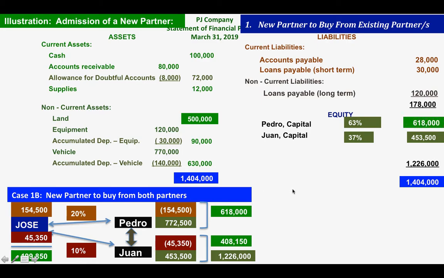Okay? So here, Pedro will have 618,000, Juan will have 408,150, and Jose will have 199,850. So the total of this will remain as is at 1,226,000. So with this capital structure, computing the profit and loss based on this capital structure, we will have this profit and loss ratio. Okay, class, that's it.